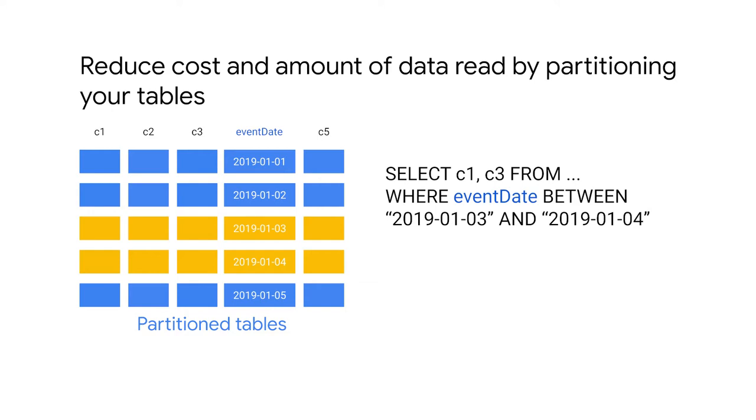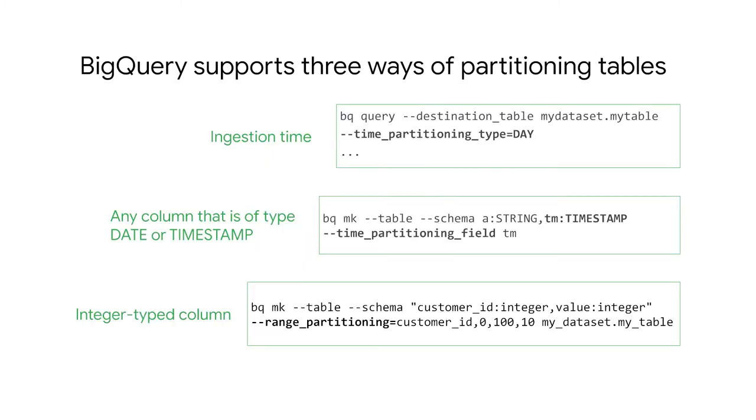Now, when you do a query with a where clause that looks for dates between January 3rd and 4th, BigQuery will have to read only 2/5 of the full dataset. This can lead to dramatic cost and time savings. You enable partitioning during the table creation process.